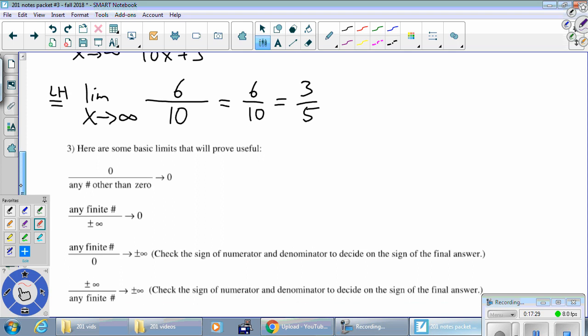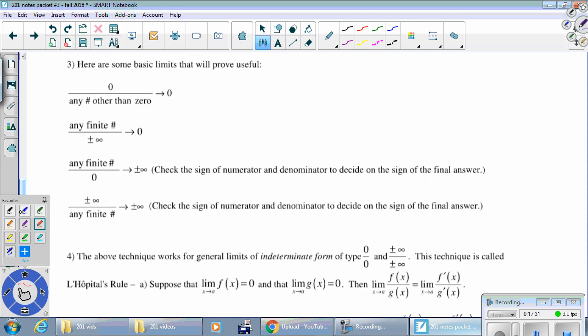Okay, here are some basic limits that will prove useful in the activities and the homework. If you have 0 divided by any number other than 0, that's just plain 0. If you have any finite number over infinity or minus infinity, that limit approaches 0. If you have any finite number over 0, like this isn't really quite 0, but it's heading to 0, then that limit approaches either positive infinity or negative infinity. You got to check the signs of numerator and denominator to decide the sign of the final answer.